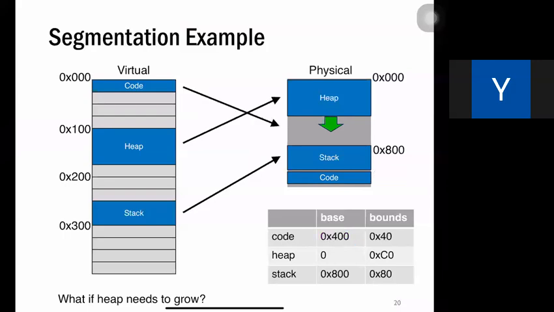So this was before the migration was done, right? It has a base value of 400. This is after the migration was done. It has the updated base value, which is C00, okay?